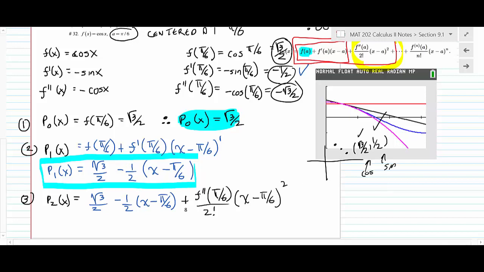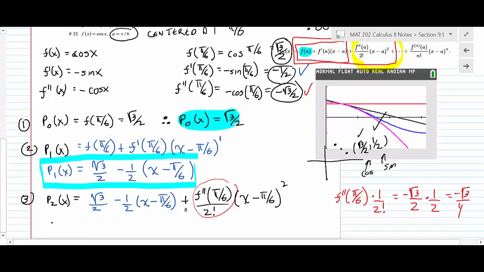So let's do this piece kind of at the side here. If you have f double prime of pi over 6 times 1 over 2 factorial, f double prime was negative root 3 over 2, so that's negative root 3 over 2. 2 factorial, of course, is 2, so that coefficient is negative root 3 over 4. I like that. Now we're ready to write our answer.